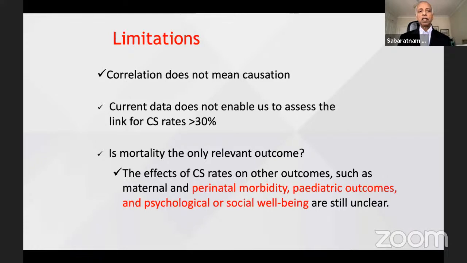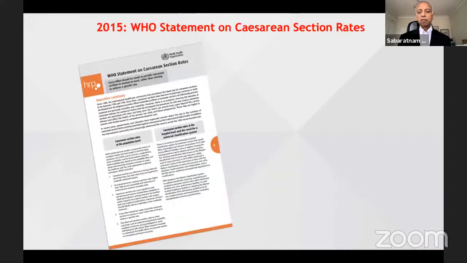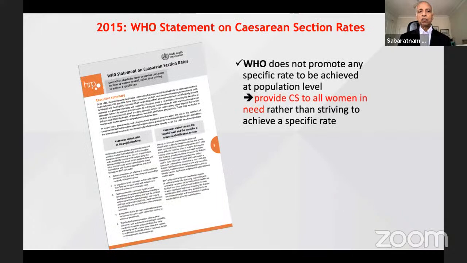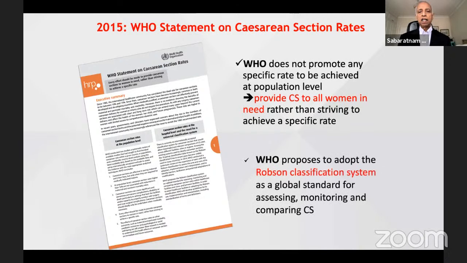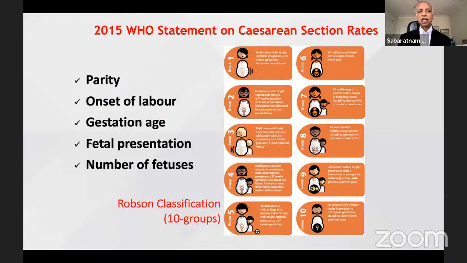And WHO looked only at mortality. What about morbidity and pediatric outcomes and psychosocial well-being of the mother and the baby? So these were not studied when they studied the section rate. So they revised their advice in 2015, and they said WHO does not promote any specific rate, but to provide cesarean section to all women in need. And they wanted the Robson classification system to be brought in each country so that they can decide which is giving rise to predominant cesarean section rate and we can reduce it.